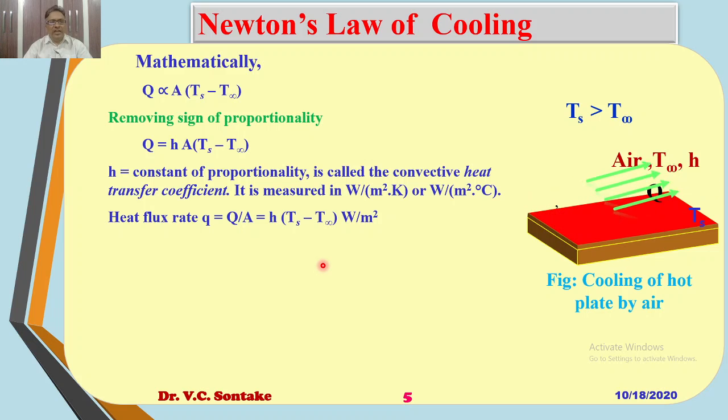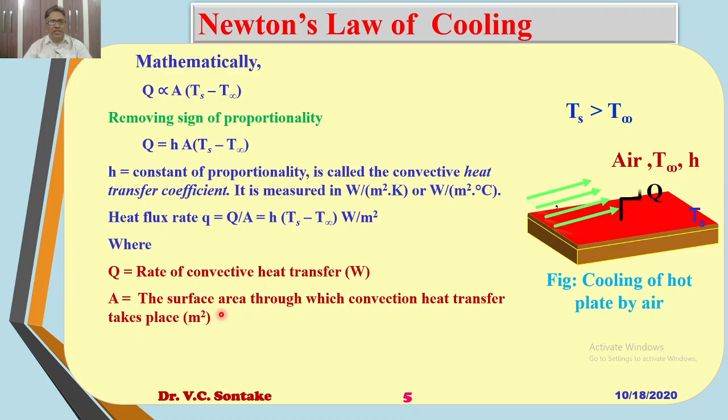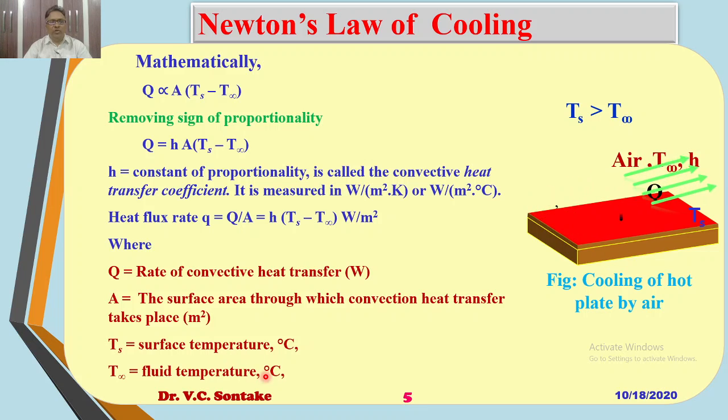Similarly, I can define the heat flux from the plate to the fluid. Small q is equal to Q by area, which is equal to h (Ts minus T infinity), in watt per meter square. In this equation, Q is the rate of heat transfer in watt or joule per second. A is the surface area from which convection heat transfer takes place, in meter square. Ts is the surface temperature in degree Celsius or Kelvin, and T infinity is the surrounding fluid temperature in degree Celsius or Kelvin.